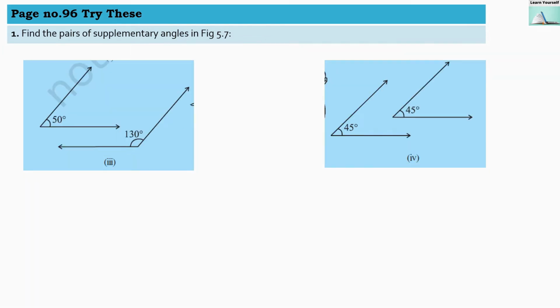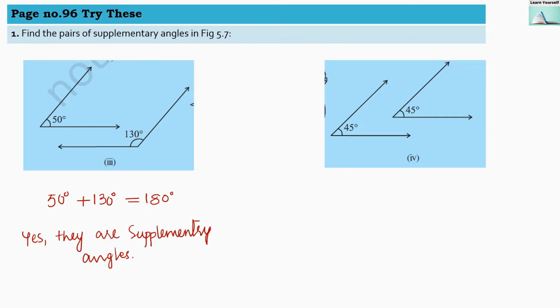Third, first angle's measure is 50 degree and second angle's measure is 130 degree. Together they will give us 180 degree, and yes, they are supplementary angles.